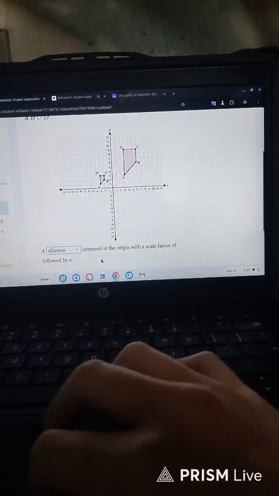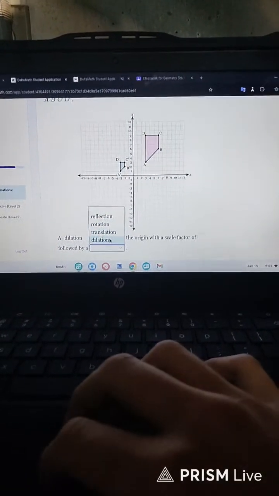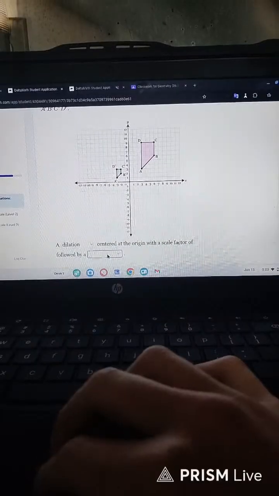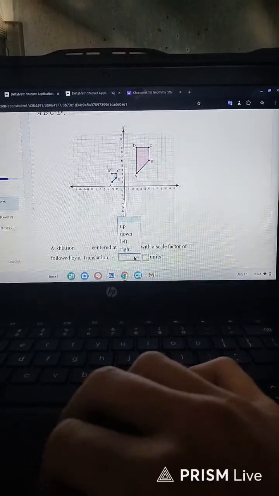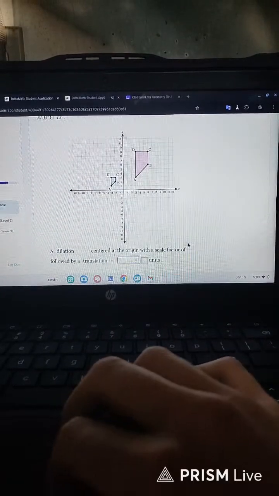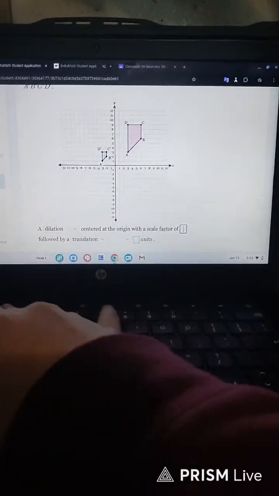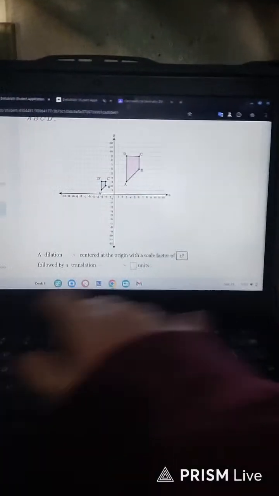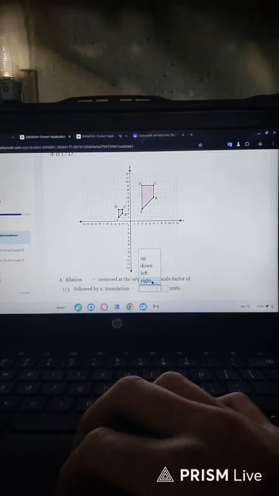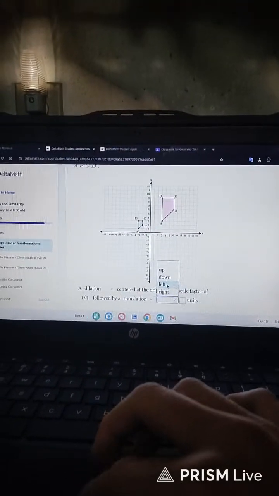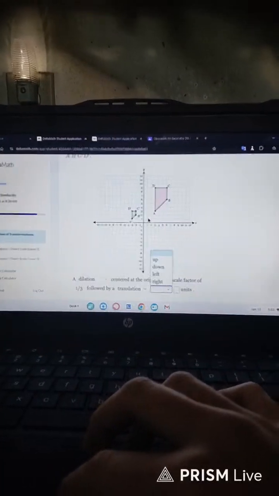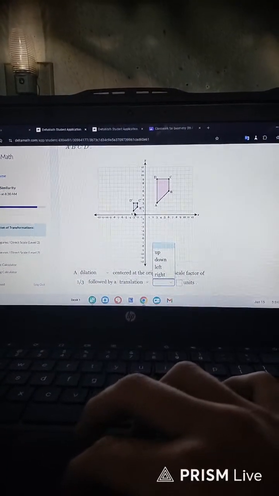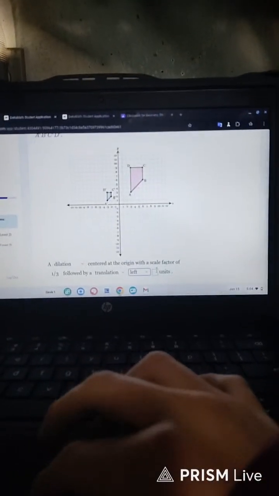Dilation, center to origin. Hello, Ashar. Followed by a translation. Very good. With scale factor of 1/3. That would be not 1, 1/3. And then we would go left, right? 1/3 will bring us here, here. Yep, left. 1, 2, 3, 4. Left 4 units.